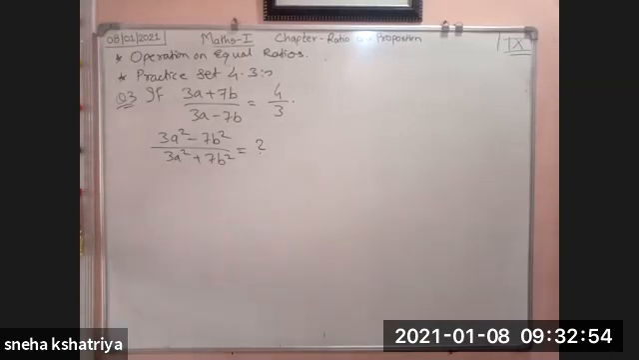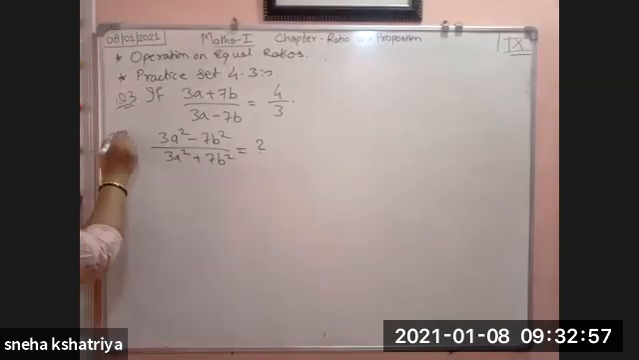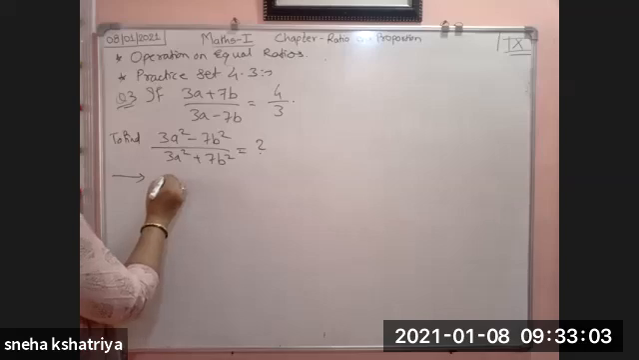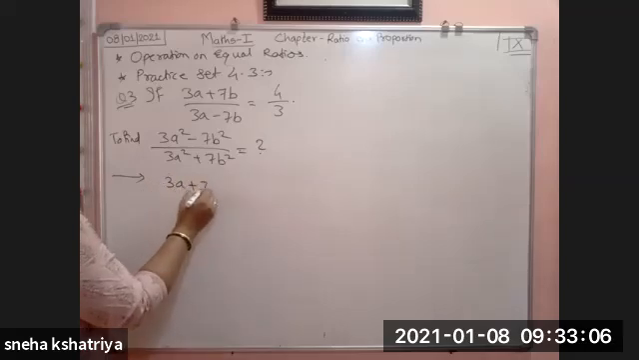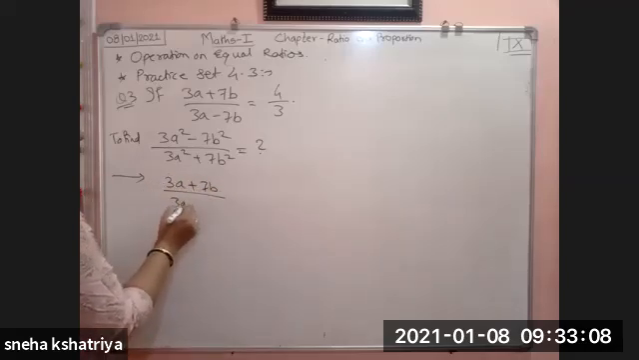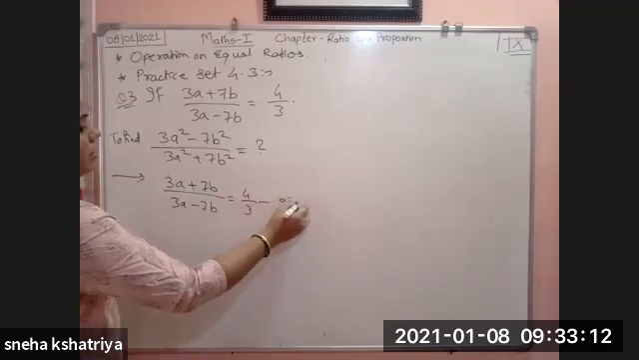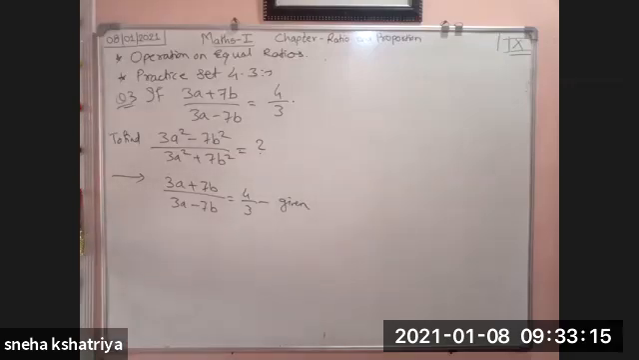So first, what kind of expression is given to us? First we will write that 3a plus 7b divided by 3a minus 7b is equal to 4 upon 3. This is given. I've told you in the last example, if from one expression you have to find out the value of a second expression, then you first have to find out the values of a and b.